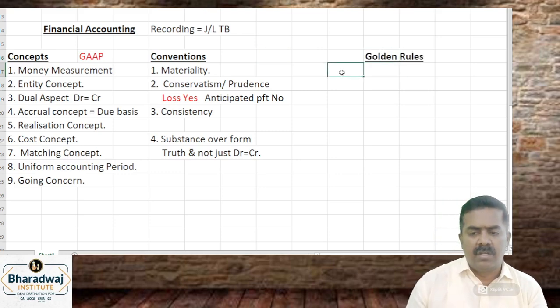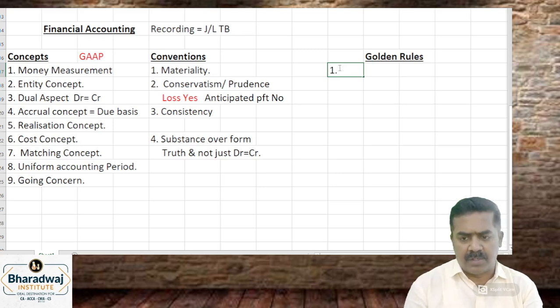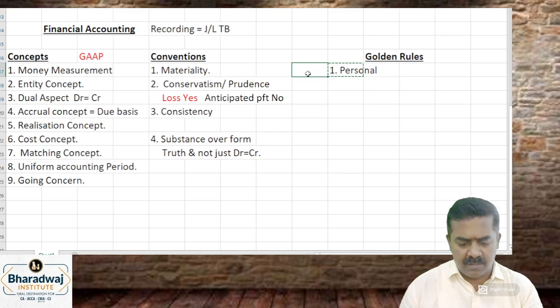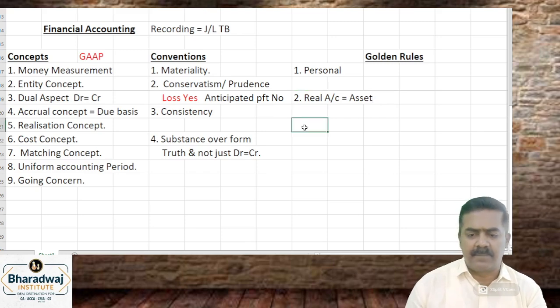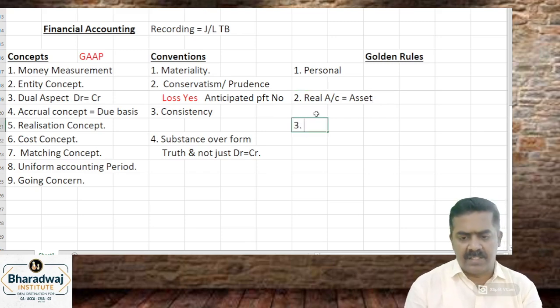Golden rules are nothing but rules to record the transaction in journal and ledger. Okay. First one is which one? Personal accounts. Why personal accounts first? Because without persons, you cannot get money and start business. Second is which one? Real accounts, which is nothing but assets. People contribute money. Using the money, you buy the asset. Then maintain the asset.